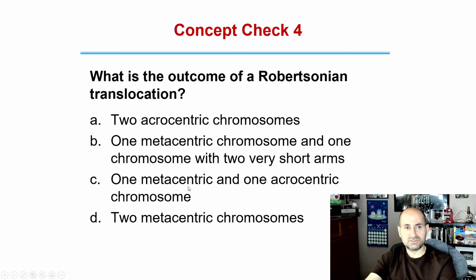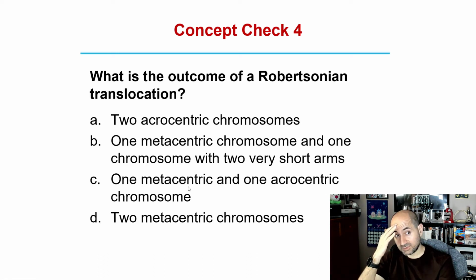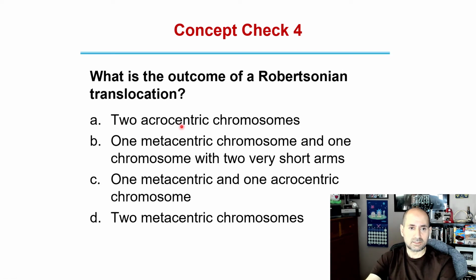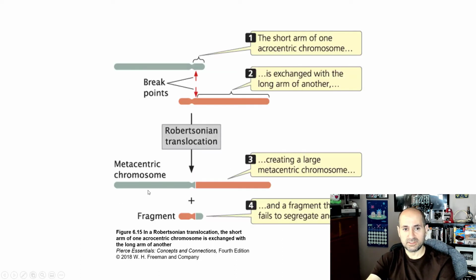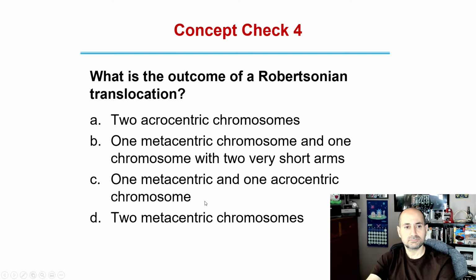So what is the outcome of a Robertsonian translocation? Concept check. Two acrocentric chromosomes? Nope. One metacentric chromosome and one chromosome with two very short arms? Yes. That's exactly right. Isn't that what we saw here? One metacentric chromosome and one with two tiny arms that's usually lost. That's right.